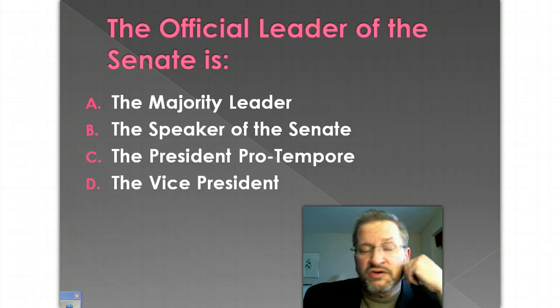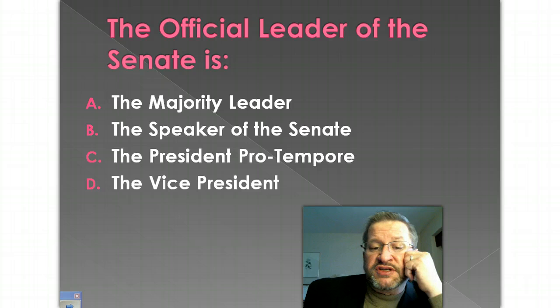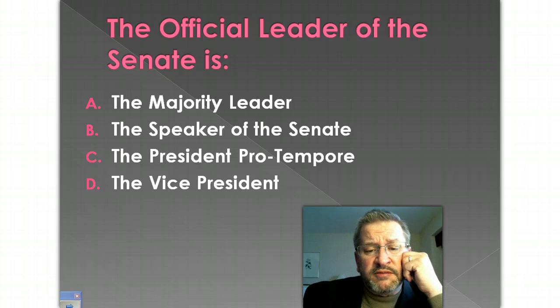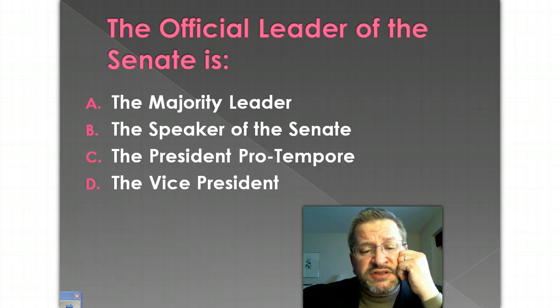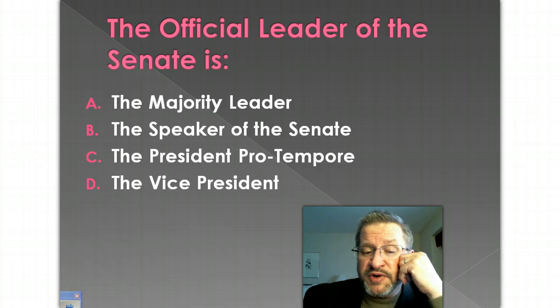Let's talk about control or leadership in the Senate. Let's take a quiz. The official leader of the Senate is A, the majority leader, B, the Speaker of the House, C, the President pro temp, or D, the Vice President. The answer is, of course, D. The official leader of the Senate is the Vice President.